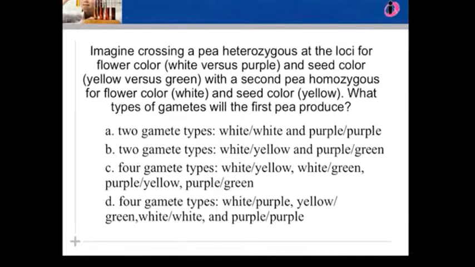Find a scratch piece of paper, something to write with, and let's consider this question. Imagine crossing a pea plant heterozygous at the loci for flower color, white versus purple, and seed color, yellow versus green, with a second pea plant homozygous for flower color, white, and seed color, yellow. What types of gametes will the first pea plant produce?